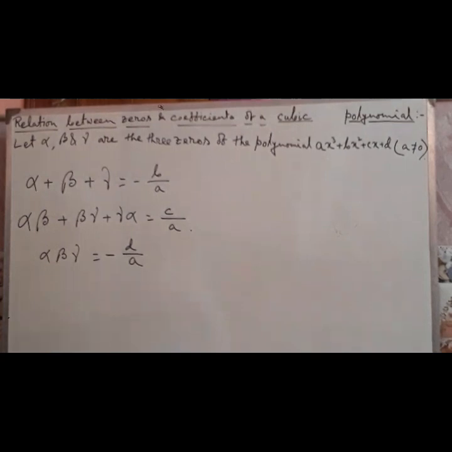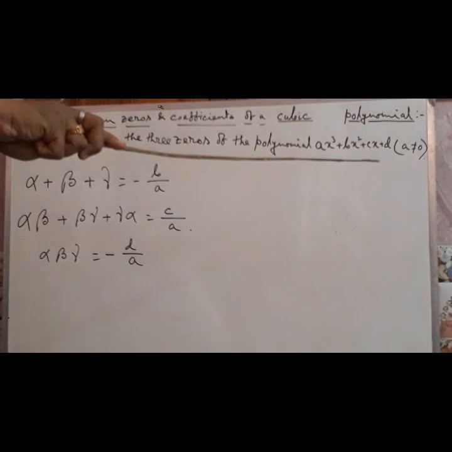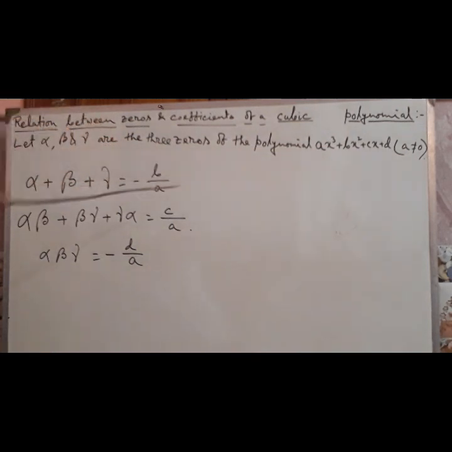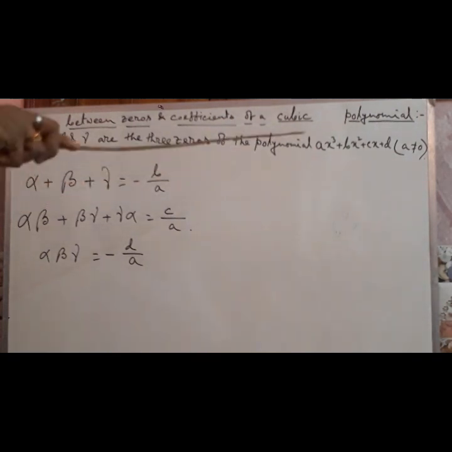Now the relation between the zeros and coefficients of a cubic polynomial. If alpha, beta, gamma are the three zeros of the cubic polynomial ax cube plus bx square plus cx plus d, where a is not equal to 0, then the sum of the zeros, that is alpha plus beta plus gamma, is equal to minus b by a, that is minus coefficient of x square by coefficient of x cube.